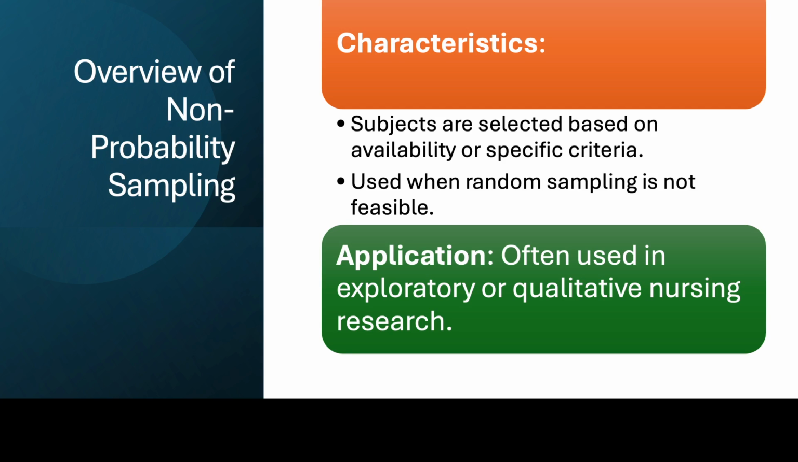So, what are the characteristics? Subjects are selected based on availability or specific criteria. So, for example, among the first year, second year, third year, and fourth year nursing students, those who are able to get an average of almost 90% and above have a chance to be offered the presidential scholarship, or a certain scholarship, on their next academic journey. Okay, so it's more of a selection based on specific criteria. Not everyone has a chance of doing so. Use it when random sampling is not feasible.